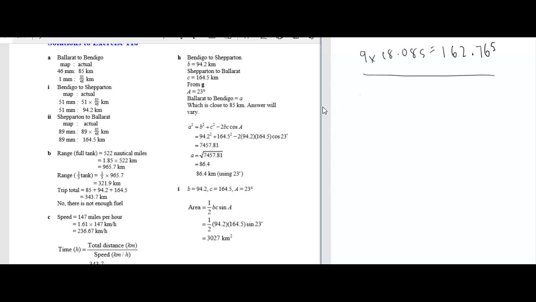Okay, so let's just write it here. From Bendigo to Shep, it is 94.2. And then from Shep, listen to me, I'm like a local, good old Shep to Bal, what is that? 164.5. So we're going to use those values from now on, not the ones we did before. Otherwise, our answers are all going to be different and it's just going to be annoying.